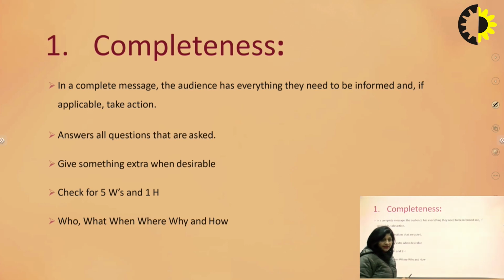Completeness means that you should try to provide all information to the reader, or receiver, in the sense that you should give the answers to all the W's and one H. What are the W's? Where, what, when, why, and one more W, that is who, and obviously the one H is how. If you are able to answer all these questions in your message, it means that your message is complete. You are giving the required information, and you will be able to get the desired response from the receiver which you want.